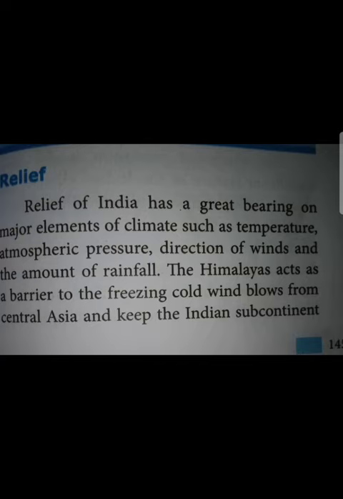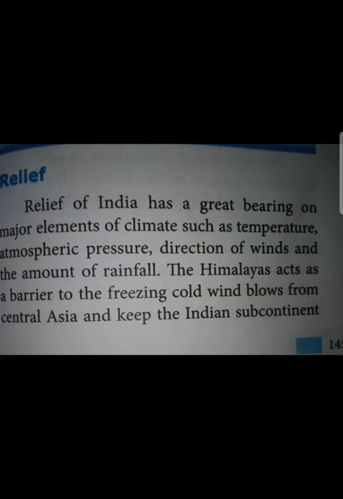Why? Because if there were no Himalayas, many trees and houses and all things would be uprooted in the northeast part of India. The Himalayas is the barrier against the wind blowing from Central Asia, which they also call Tibetan winds. It is a wall protecting India.